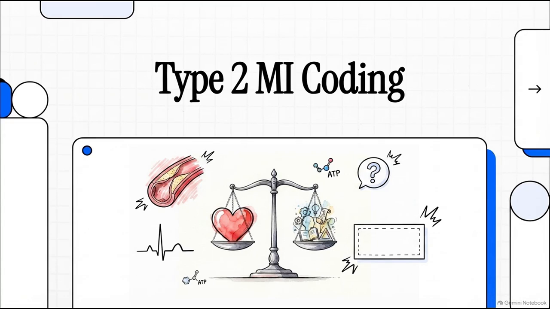Welcome back to part 9 of our Masterclass Explainer series on myocardial infarction coding. Today, we're bridging the critical gap between clinical pathophysiology and ICD-10-CM coding for type 2 MIs. If you've ever found yourself staring at a chart, wondering how to translate a complex ischemic event into a clean, perfectly compliant code, well, you're absolutely in the right place. Let's get right into it.